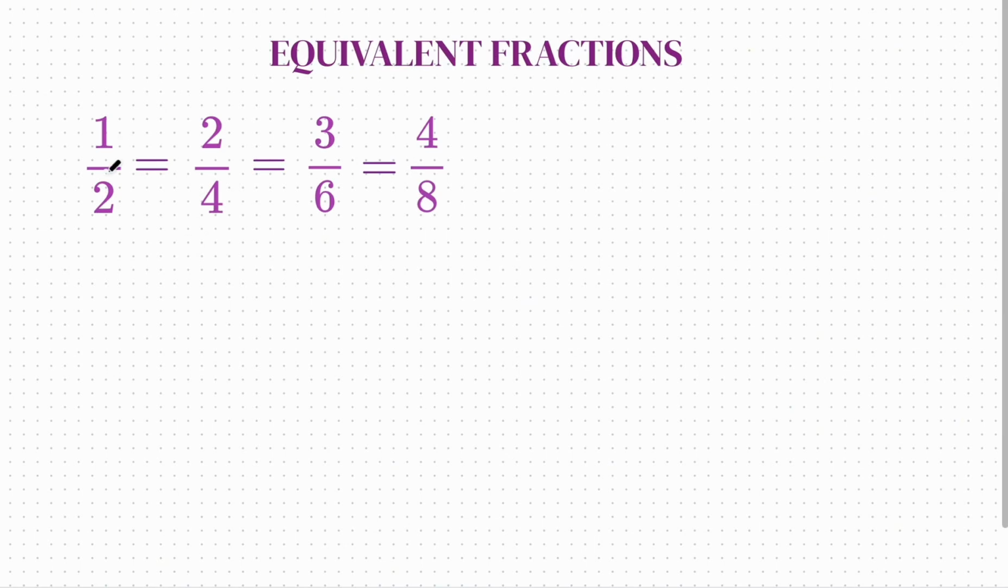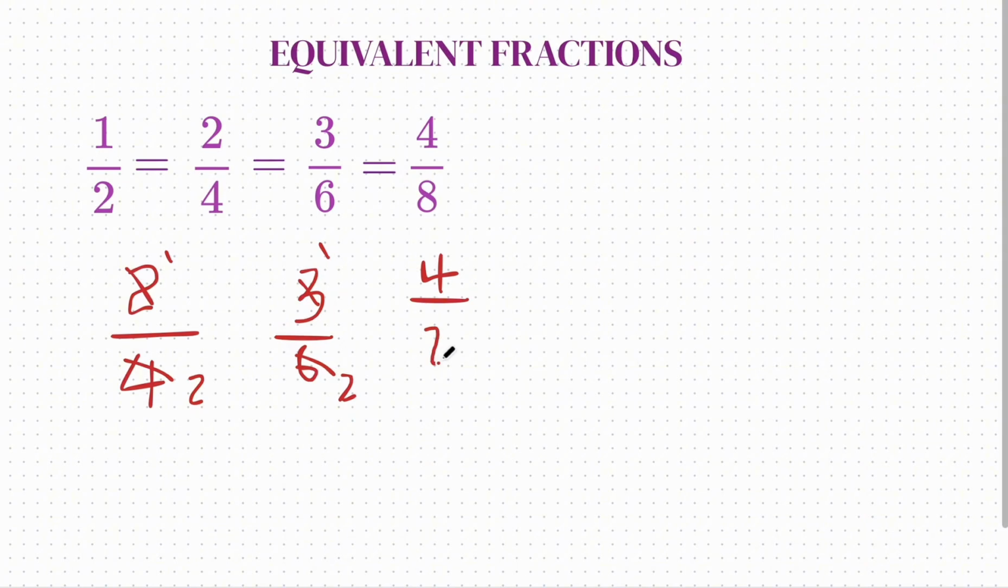So half is already in its simplest state. I'm going to reduce 2 over 4. 2 into itself 1 time, 2 into 4 2 times. Let's now reduce 3 over 6. So 3 into itself 1 time, 3 into 6 2 times. Now we're going to reduce 4 over 8. So 4 into itself 1 time, 4 into 8 2 times.